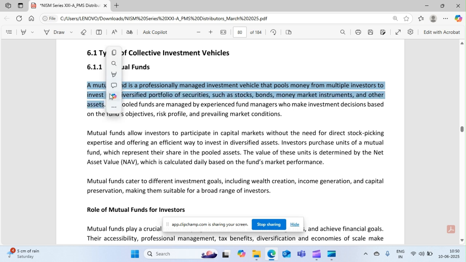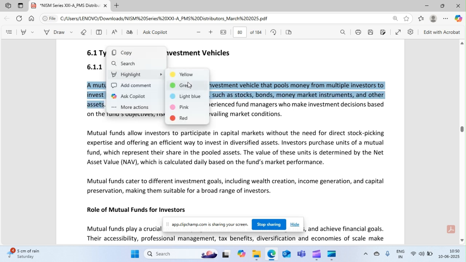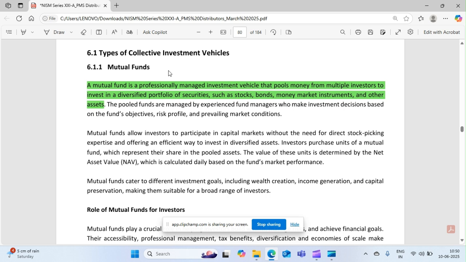So this is the definition that you can see, and let me just highlight this to help you understand that a mutual fund is a professionally managed investment vehicle that pools money from multiple investors to invest in a diversified portfolio of securities such as stocks, bonds, money market instruments, and other assets, right? So this is what a mutual fund is doing. So this mutual fund will be using this money through their experienced fund managers who will make investment decisions based on the fund's objective, risk profile, and prevailing market condition.